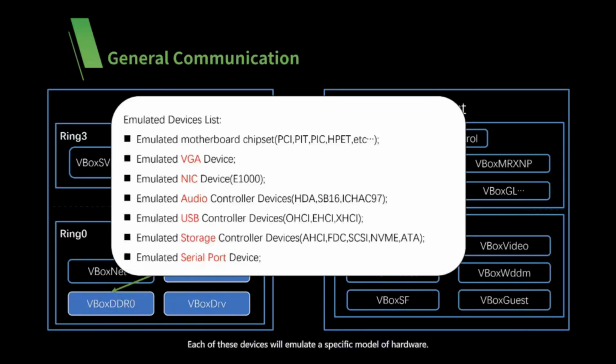Each of these devices will emulate a specific model of hardware. For example, the network card emulates E1000, USB emulates the OHCI controller, and storage emulates the AHCI controller. So we can refer to the datasheet of the real device to understand the principle of its implementation. This is a good way to learn about emulated devices.